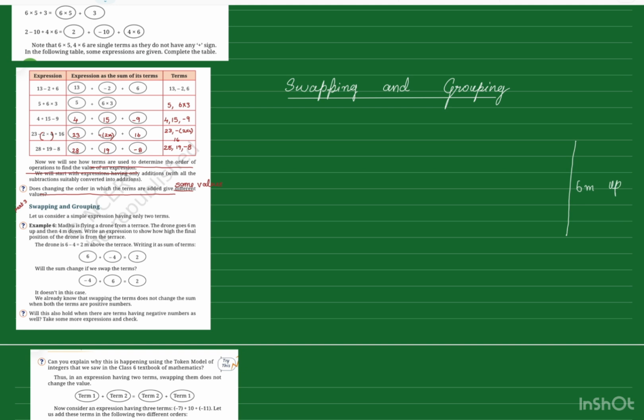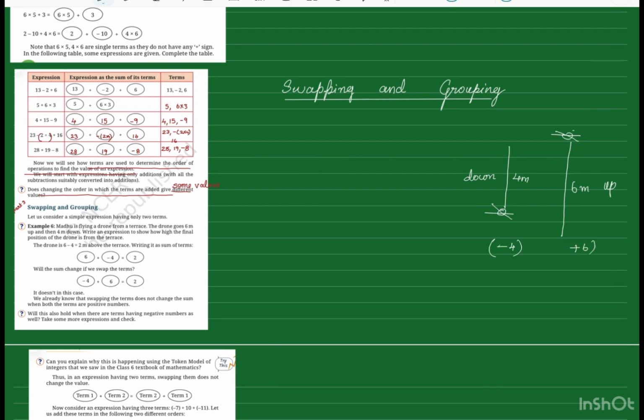So first the drone goes up 6 meters and down by 4 meters. So the terms are minus 4 and plus 6. So the expression is 6 minus 4, equal to 2. We can write the expression in terms as 6 plus minus 4, that is equal to 2. Interchanging the terms we get minus 4 plus 6, that is also 2.